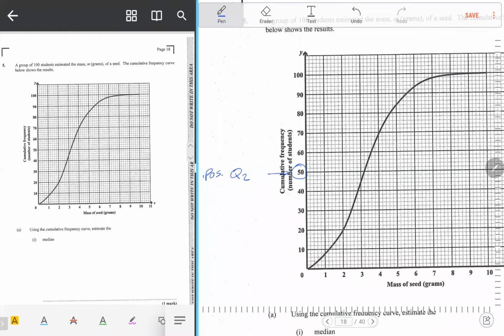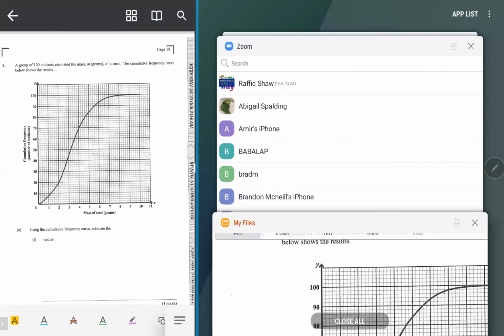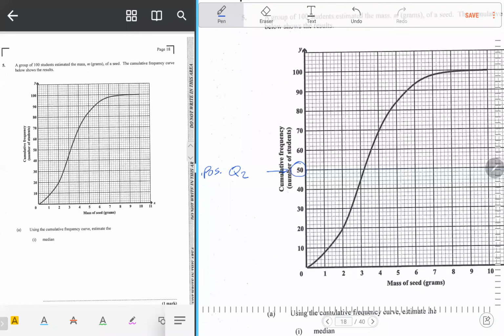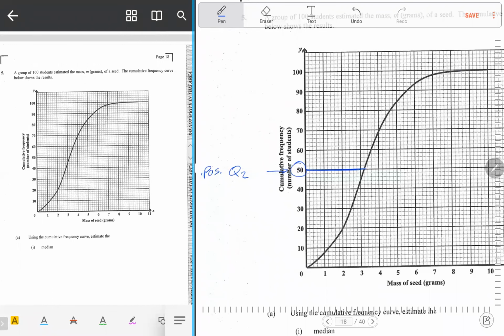So just draw your lines across on the graph. If you don't draw these lines, you're not going to get your marks. So draw your lines on the graph, and read it down. Can you see that, guys? Yes, sir.